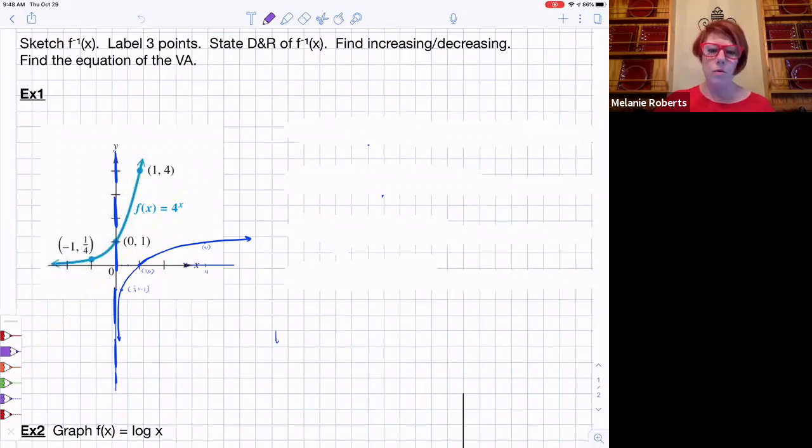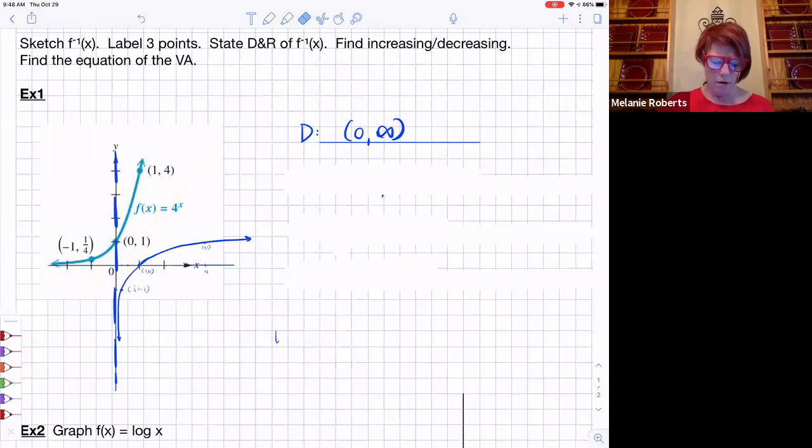And so now what you are required to do for the embedded question is to get the domain and the range, and find increasing and decreasing, and then the equation of that vertical asymptote. So let's go ahead and we'll uncover these, and then we'll do the one question that we have. So my domain is from 0 to infinity.